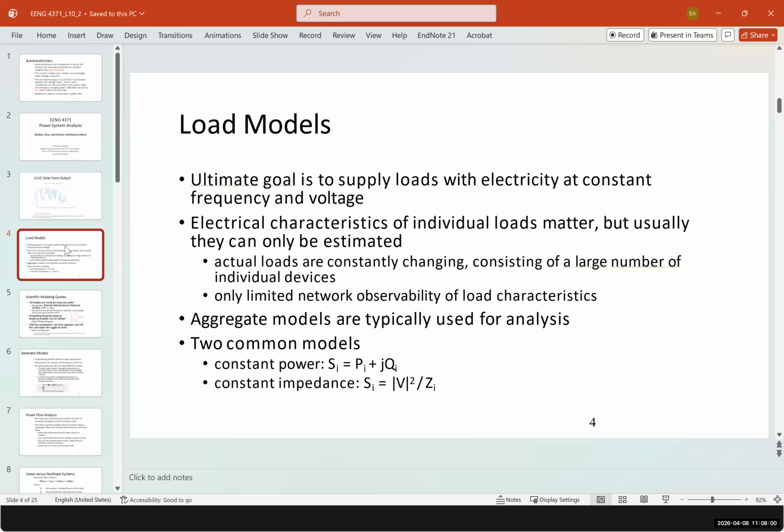And the other thing is only limited network observability of load characteristics. Average models are typically used for analysis. We have two common types of models. We have the constant power model, where the apparent power S_i, as you know, is P_i plus jQ_i, real power and reactive power. And the other type of model that we have is the constant impedance. And as you know, the equation for apparent power S_i with impedance is V squared over Z_i.